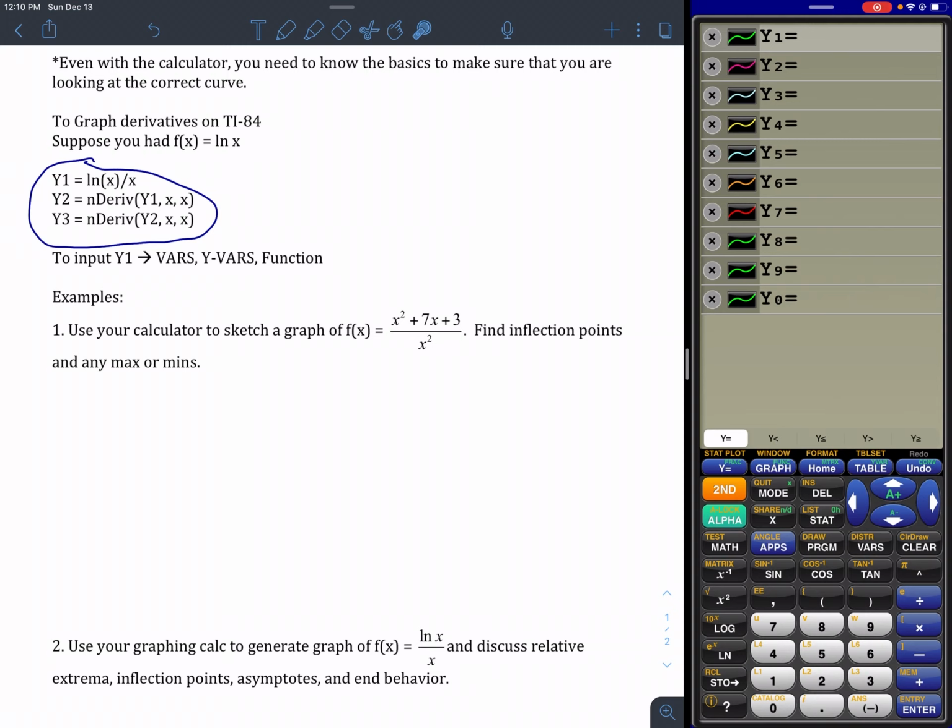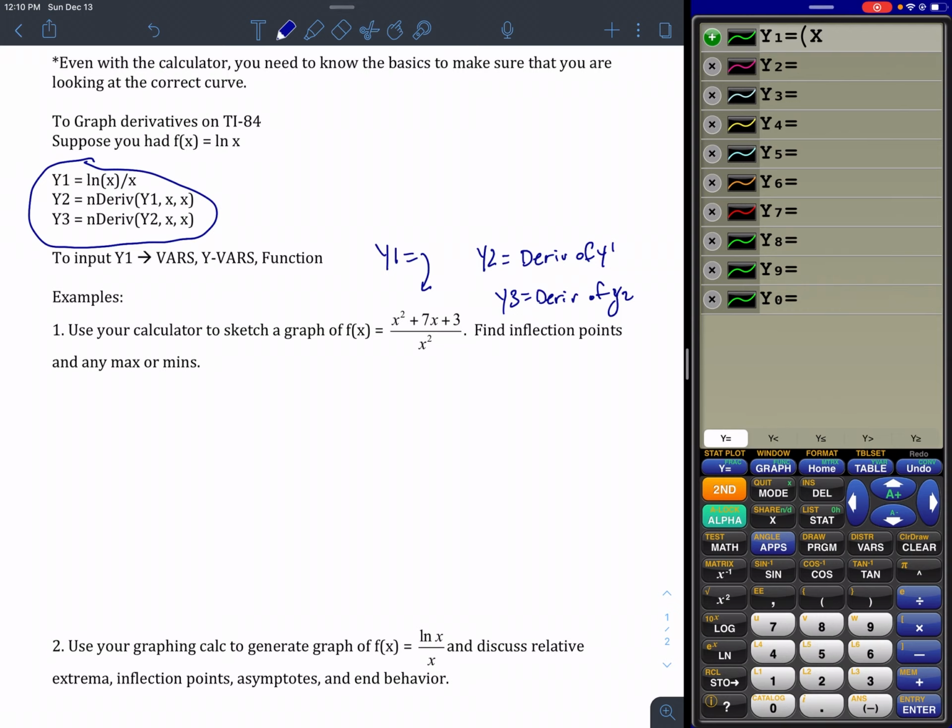So let's go ahead and enter this equation, and this is going to be under Y1, because you're going to be using Y2 and Y3 to do other things. For Y1, I'm going to put in this equation. For Y2, I'm going to put the derivative of Y1, which is our function, and then for Y3, I'm going to put the derivative of Y2, which would be the second derivative.